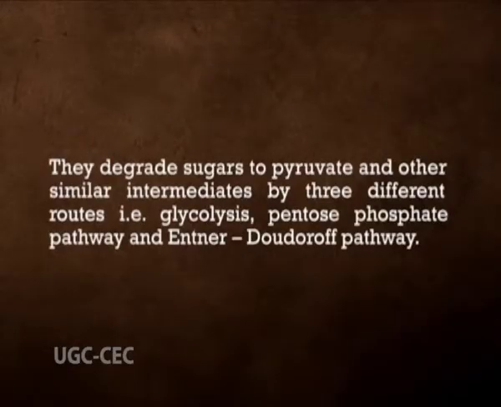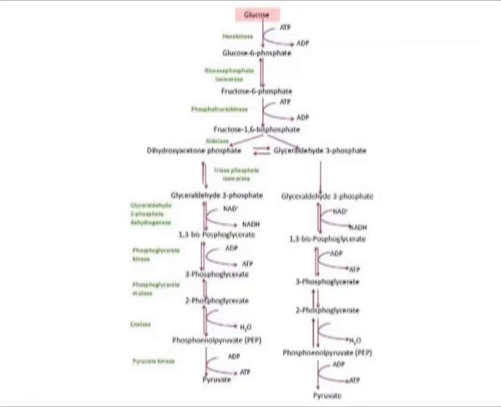Microorganisms employ several metabolic pathways to catabolize glucose and other sugars. They degrade this sugar to pyruvate and other similar intermediates by three different routes, that is glycolysis, the pentose phosphate pathway and the Entner-Doudoroff pathway. In glycolysis, glucose is phosphorylated twice and eventually converted to fructose 1,6-bisphosphate. In this stage, it does not yield energy, but two ATP molecules are expended for each glucose molecule.